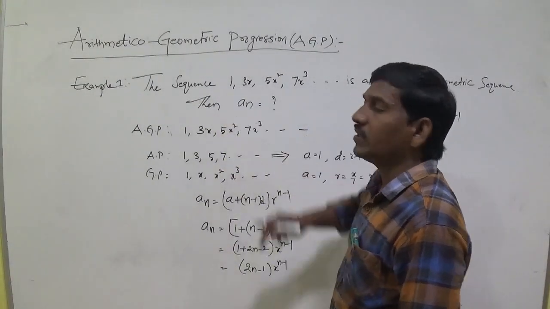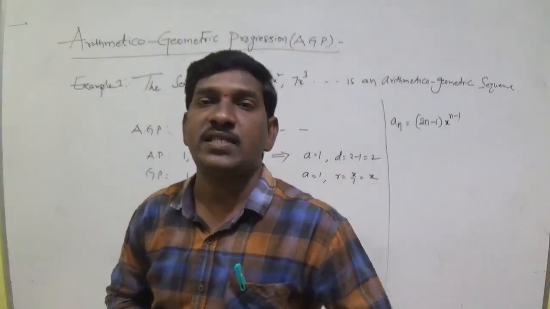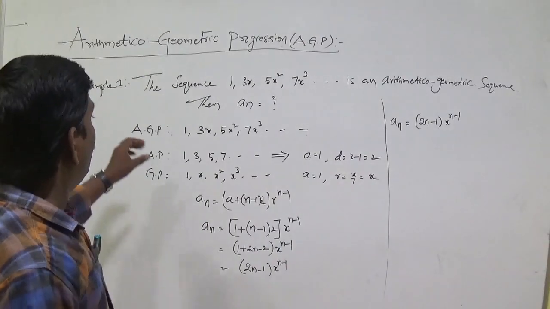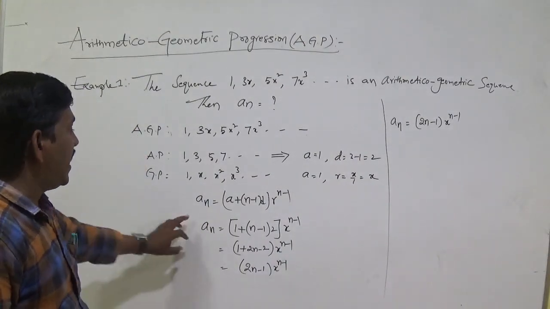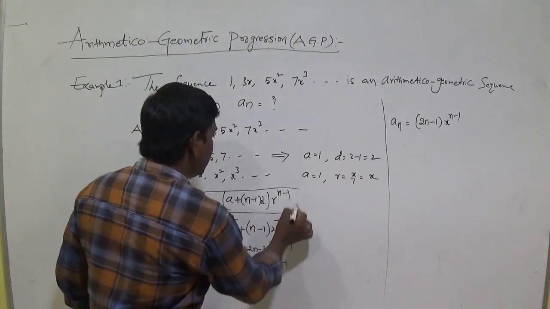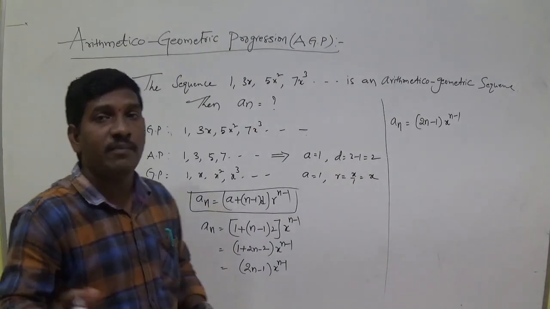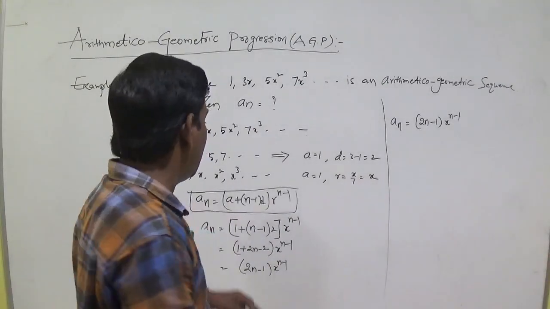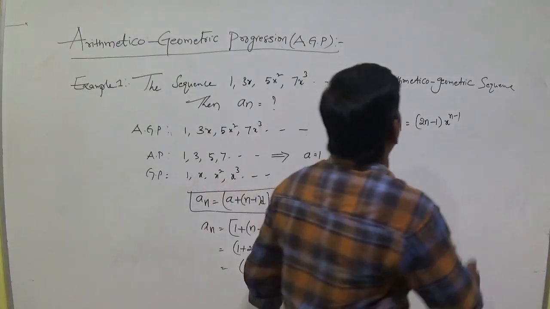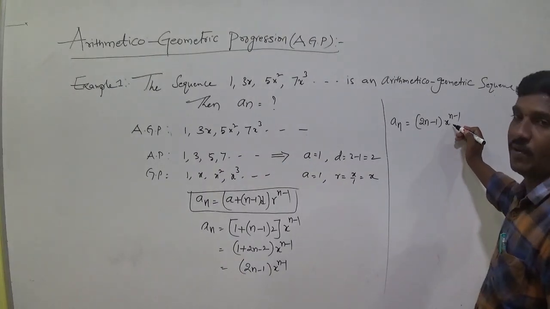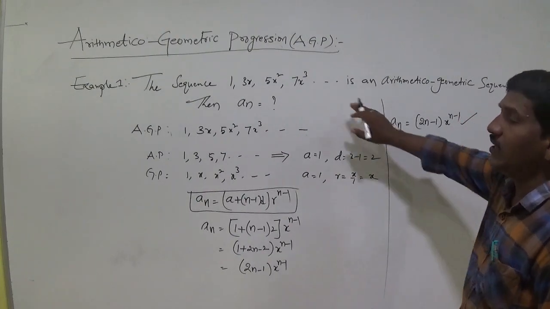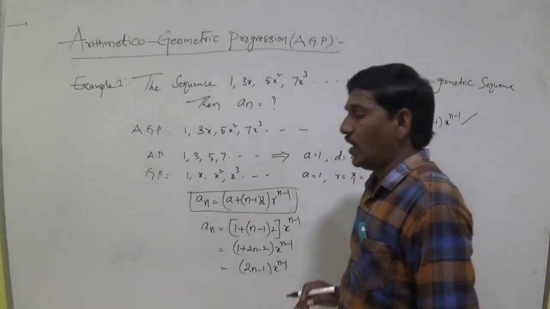The sequence 1, 3x, 5x square, 7x cube is an arithmetic geometric progression, AGP. So we have to separate the AP and GP terms and calculate. We have a formula. What is the formula? An equal to (a plus (n minus 1) d) into r power n minus 1. So after substituting a, d, r values, we got An equal to (2n minus 1) r power n minus 1. So this is the way to calculate An of the AGP.